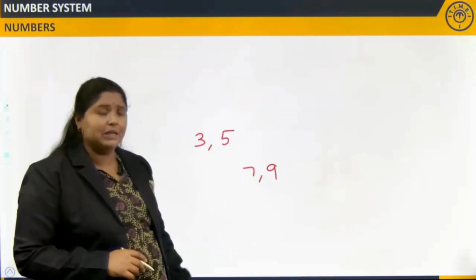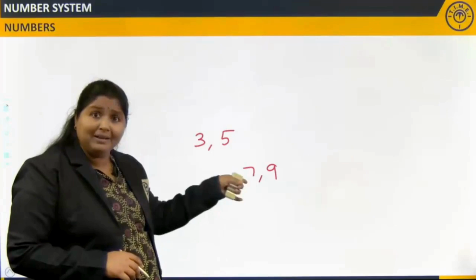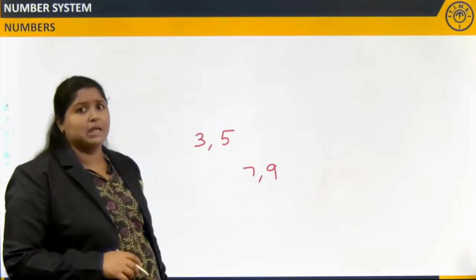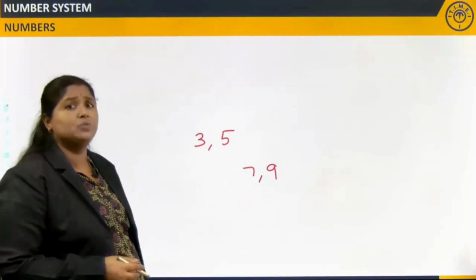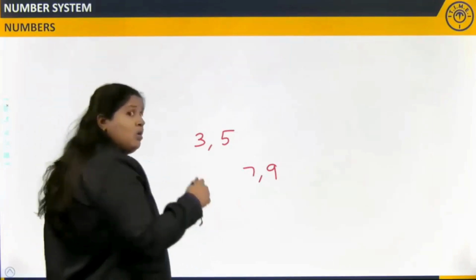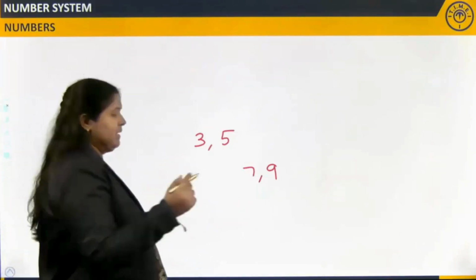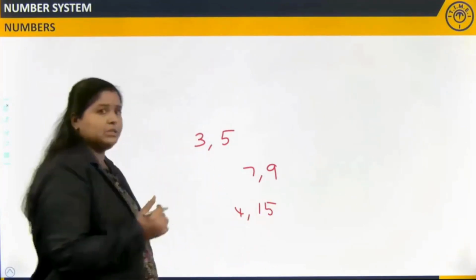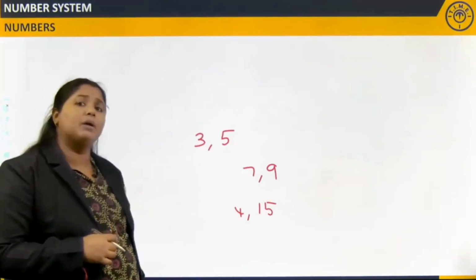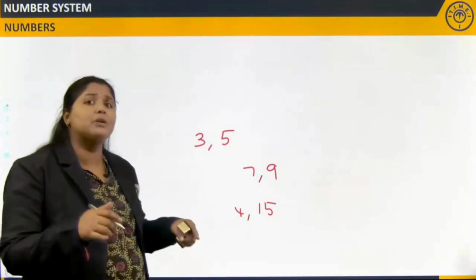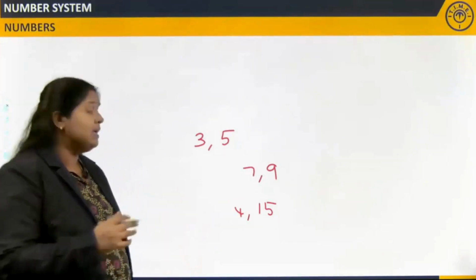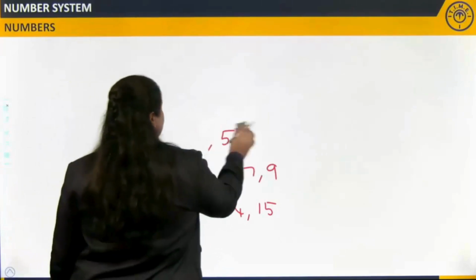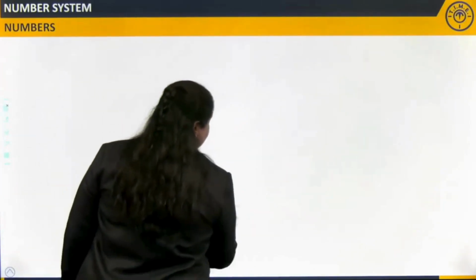9 is composite here, 7 is prime here, but they are co-prime numbers. The highest common factor of 7 and 9 is 1, and it can be 2 composite numbers also. For example, 4 and 15. 4 is a composite number, 15 is another composite number, and the HCF of both numbers is 1. Therefore, they are co-prime numbers. There is another name for co-prime numbers. They are called relatively prime.